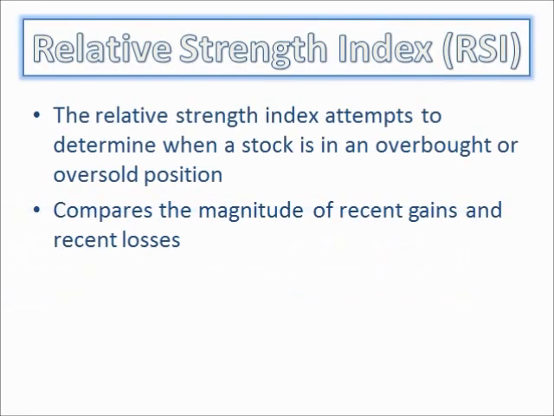As you can see on the screen, the Relative Strength Index attempts to determine when a stock is in an overbought or oversold position. In an overbought position, the conventional wisdom states that the stock is ready for a pullback. In an oversold position, typically the recent losses have taken away much of the momentum, and in fact it may be cheap and a lot of risk has been taken out of the position such that you can get in at a sufficient discount.